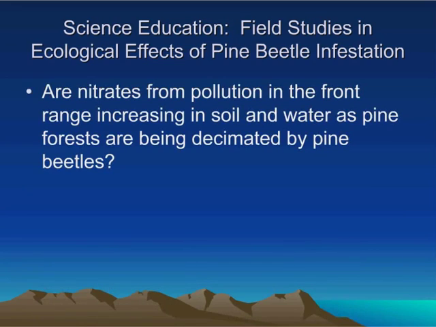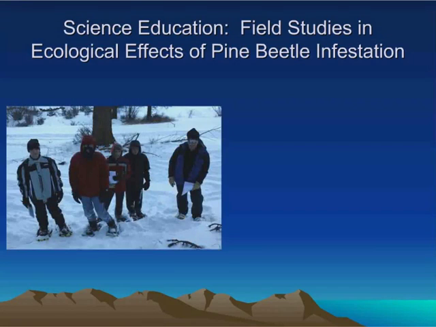But our question is, are nitrates from pollution in the Front Range increasing in soil and water as pine forests are being decimated by the pine beetle? And what we're seeing is a lot of orange trees and trees falling down, so you don't have those carbon sinks, you don't have the possibility of the trees being used to somewhat cleanse the air. It's getting worse and worse.